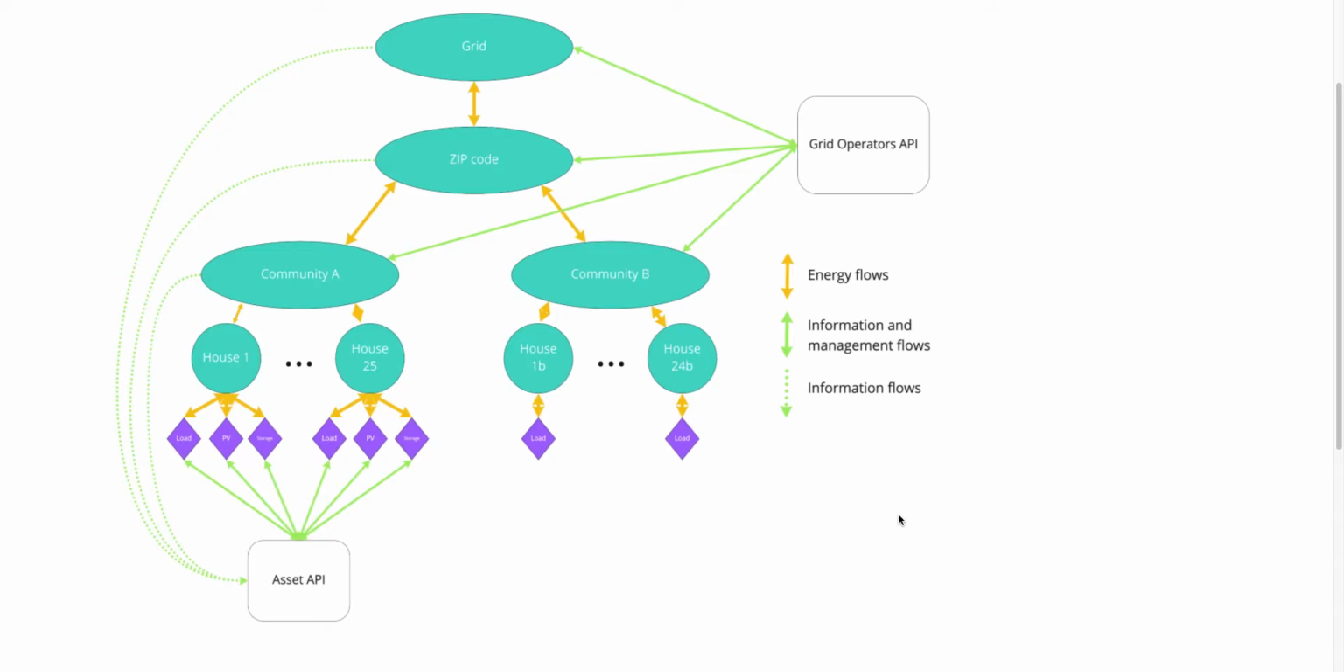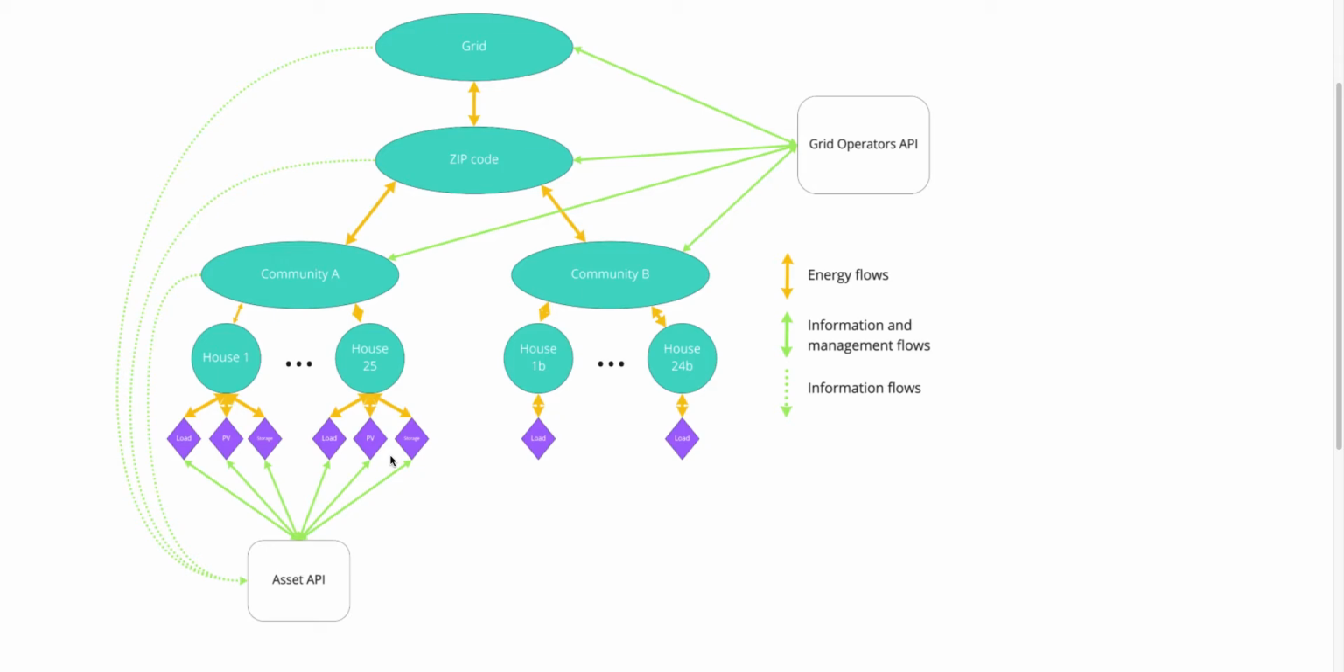Hi everyone, today I'm going to introduce you to a new API, the Grid Operators API, designed specifically for DSOs and TSOs to actively manage the grid. Up until now, we already had the Asset API that was designed for communities, vendors, aggregators, and data scientists to manage multiple types of energy assets, loads, PV, and storage, and aggregate them to optimize a community or houses.